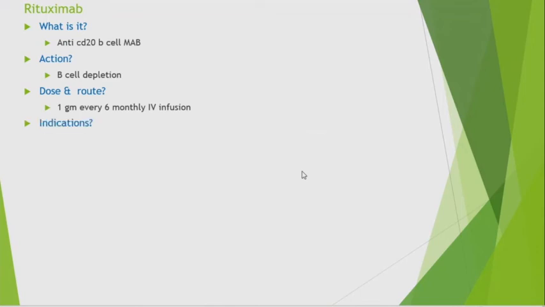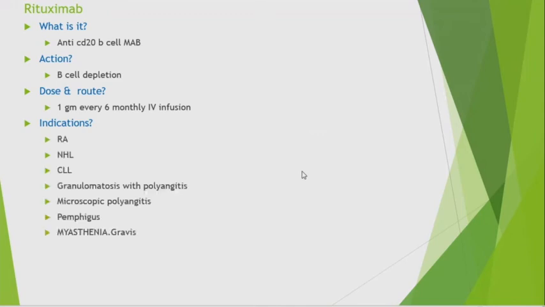Indications: autoimmune disorders also you can give, rheumatoid, lymphomas. Then you can give in refractory ITPs. That's right. Granulomatosis with polyangiitis, microscopic polyangiitis, pemphigus, rarely in myasthenia gravis. Ever so many indications are coming up. Yes, sir. So what side effects and what precautions do you take?